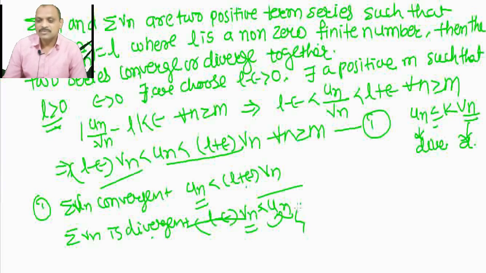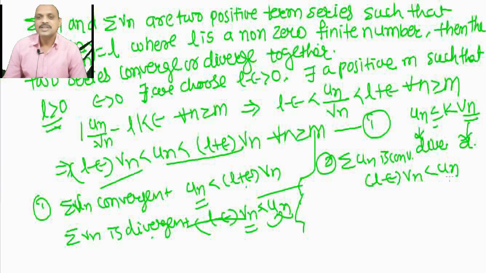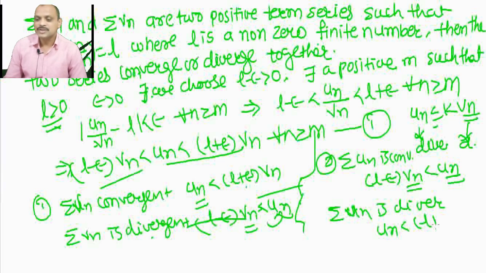Now the second part of this: first, when summation Un is convergent, consider this inequality Vn is less than Un, which means Vn is also convergent. Now second possibility, when Un is divergent, consider this part Un less than L plus epsilon into Vn. Un is divergent, so this shows that Vn is also divergent. So whenever Un is convergent, Vn is convergent, and Un divergent, Vn is also divergent.